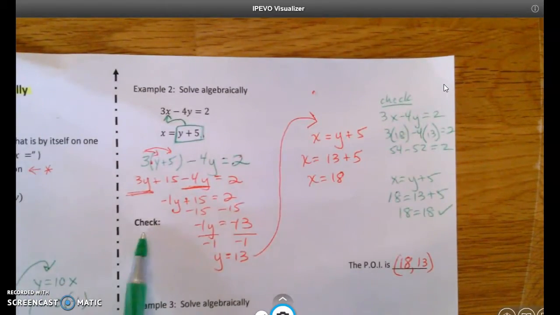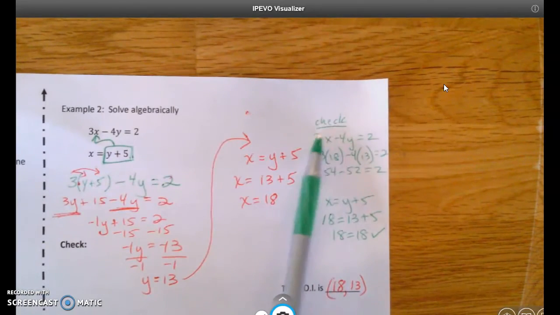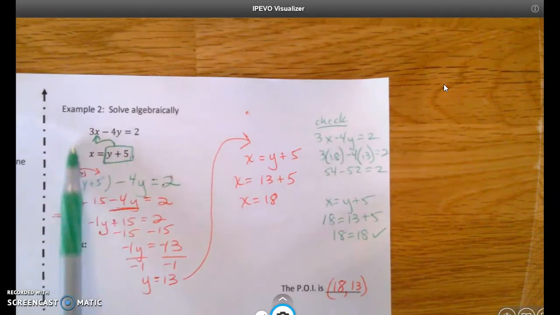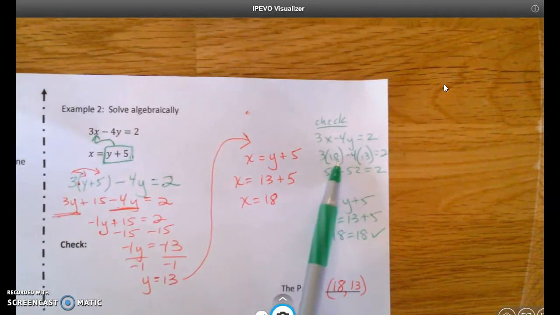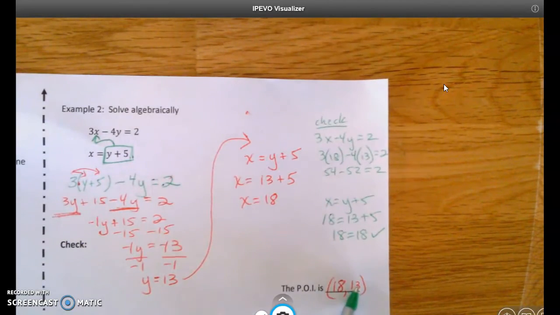I ran out of room, so I decided to put my check up here where I had some space. Remember that both equations get written down originally the way they came to you. Both equations will have the x and the y coordinate. Remember, we came up with a POI of 18, 13.